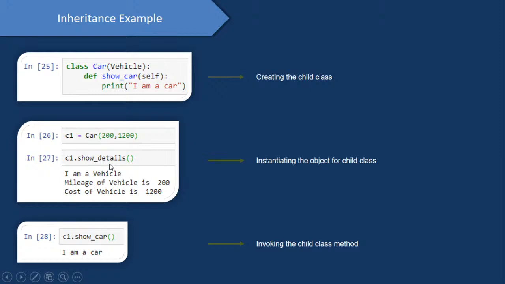Now once I assign these two values, I can just invoke the show details method. Again, you would note that the show details method is not a part of this class. But even then we are able to invoke this because the car class is inheriting from the vehicle class. And once we invoke this, we have printed this out. This is how this child class object is able to invoke the methods of the parent class. And since we also have a method in the child class itself, which is show car, when I have c1.showCar over here, we are directly printing out I'm a car. So this is a perfect example of inheritance, where a child class is inheriting methods from the parent class.